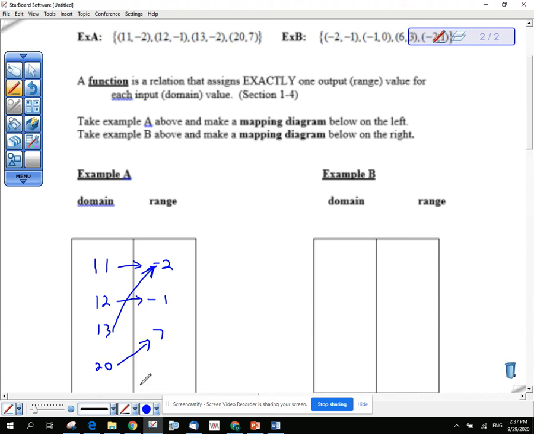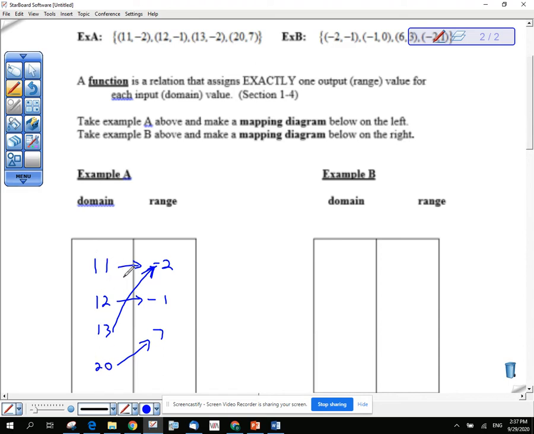Now again, this is a function based on this definition because for any input, there is a unique output. You put in 11, you're going to get -2. You put in 12, you're going to get -1. You put in 13, you're going to get -2. You put in 20, you're going to get 7. It is not a problem that there's this output -2 for 11 and 13. What I mean is, it's not going to cause it to not be a function. We would be looking for repeats in the domain, where the 11, 12, 13, 20 is.